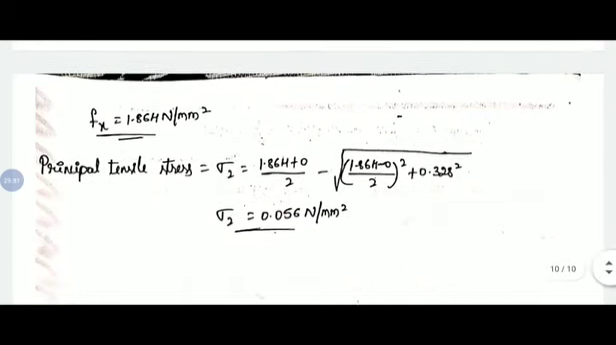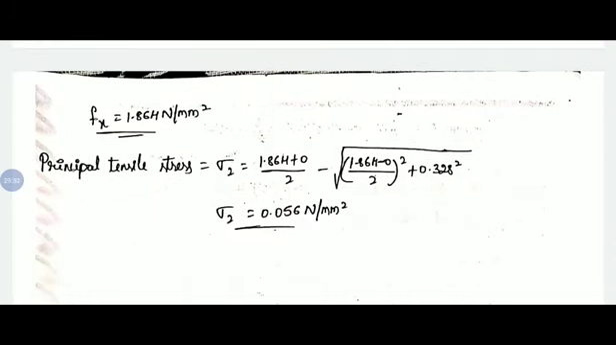So principal tensile stress equals fx plus fy by 2 minus square root of (fx minus fy by 2) whole square plus tau square. Here there is no vertical stress, so fy will be 0, and on substituting and simplifying we will get principal tensile stress as 0.056 Newton per mm square.